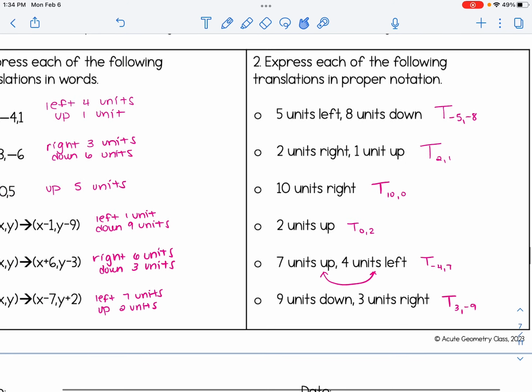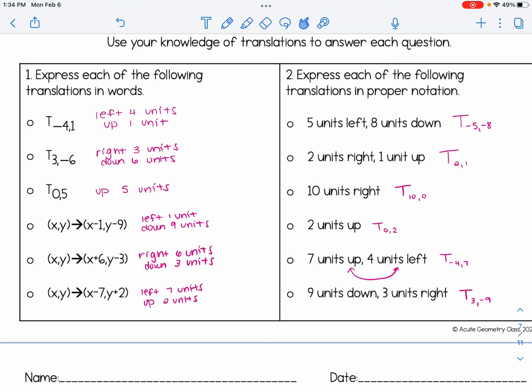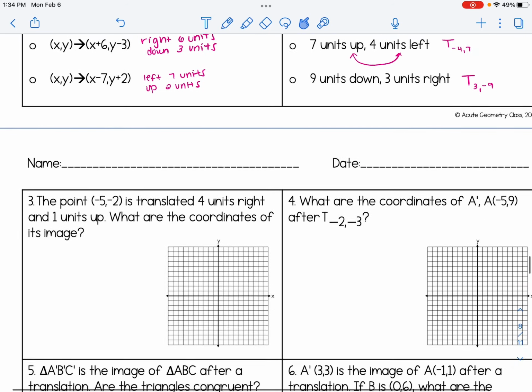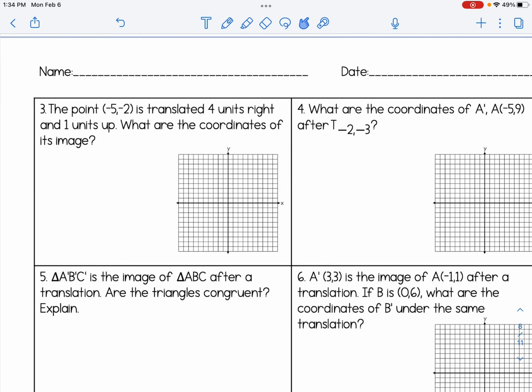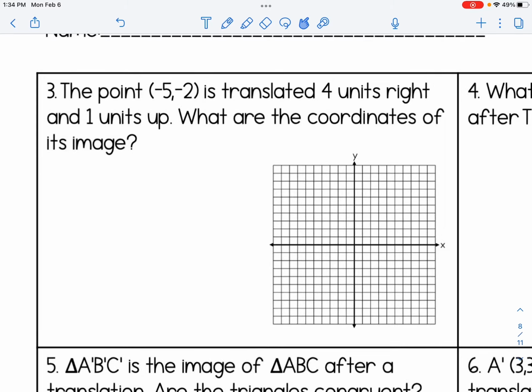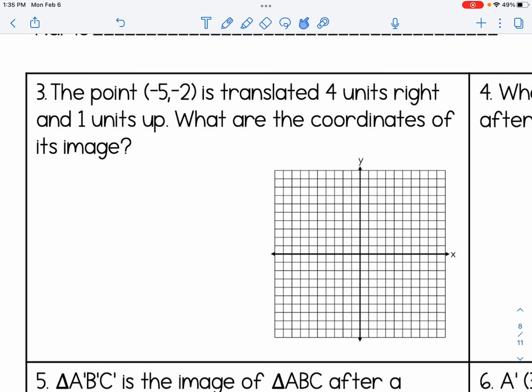Now that we've gotten a handle on translations in both word and symbol format, let's try some other practice questions regarding them. For these questions, like 3, 4, 6 on this page, you might feel that the graph is not necessary to get your answer, and that's okay. But they are here if we decide we want to use it. All right, number 3. The point negative 5, negative 2 is translated 4 units right and 1 unit up. What are the coordinates of its image?